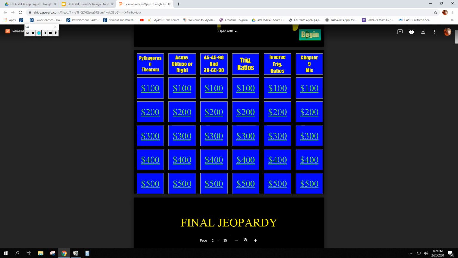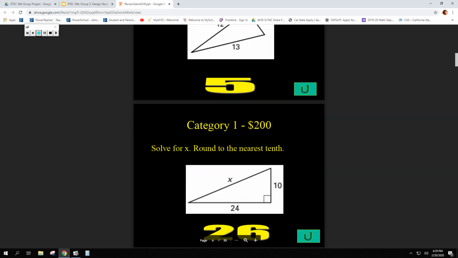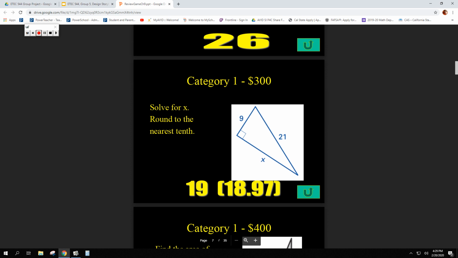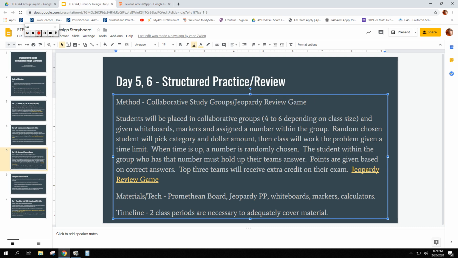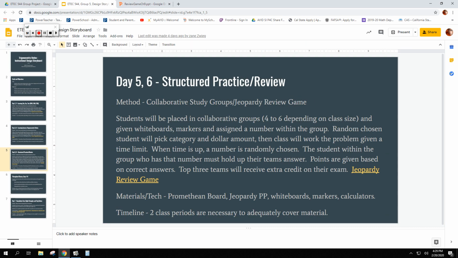So the Jeopardy board will be on display, and we have this random way of choosing a student to pick a category and dollar amount. And then when we get to whatever question we get to, for example, let's say this one right here, I'll say to the class, you have 2 minutes to solve the problem. Everybody in the group has to work out the problem because you will randomly be picked after the time limit is up to show your answer for your team. If you don't have an answer, your team can't get the points. So it's a way to get everybody within the class involved in the review. Hopefully there'll be 100% buy-in and kids will actually get involved in the practice/review.